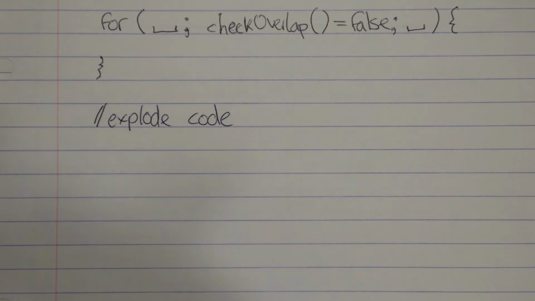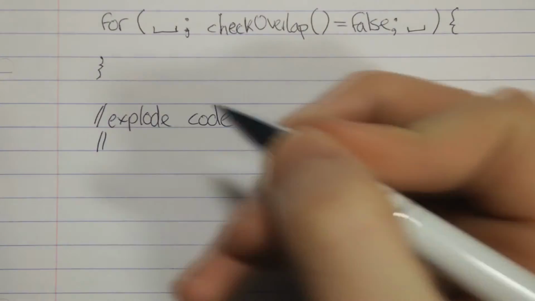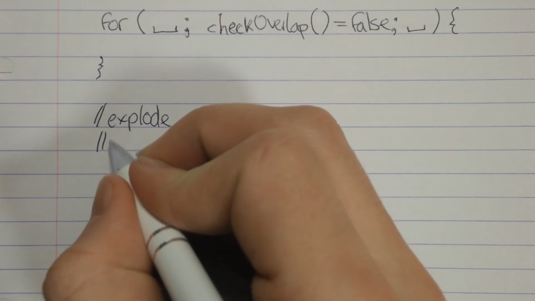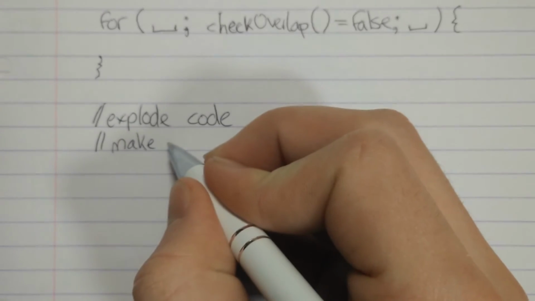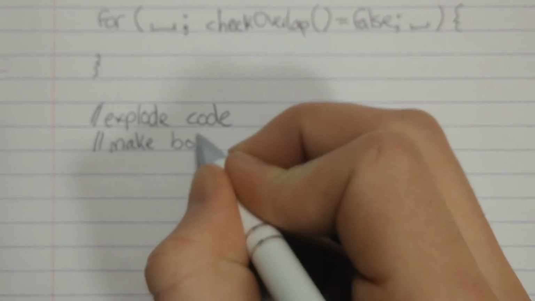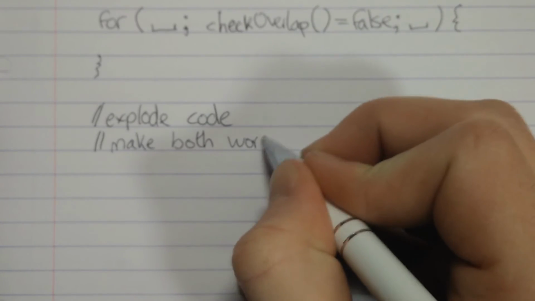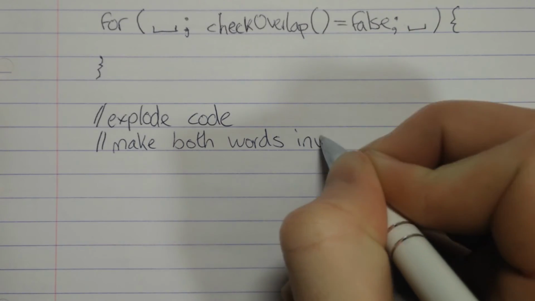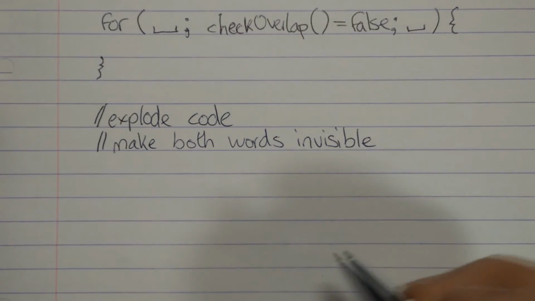So in order to make the words explode once they've collided, we're first going to want to make both of the words invisible. So once we get all the letters and scatter them around, we don't want to see the final two words still just sat there, not exploded. I'll leave that for you to figure out how to do.